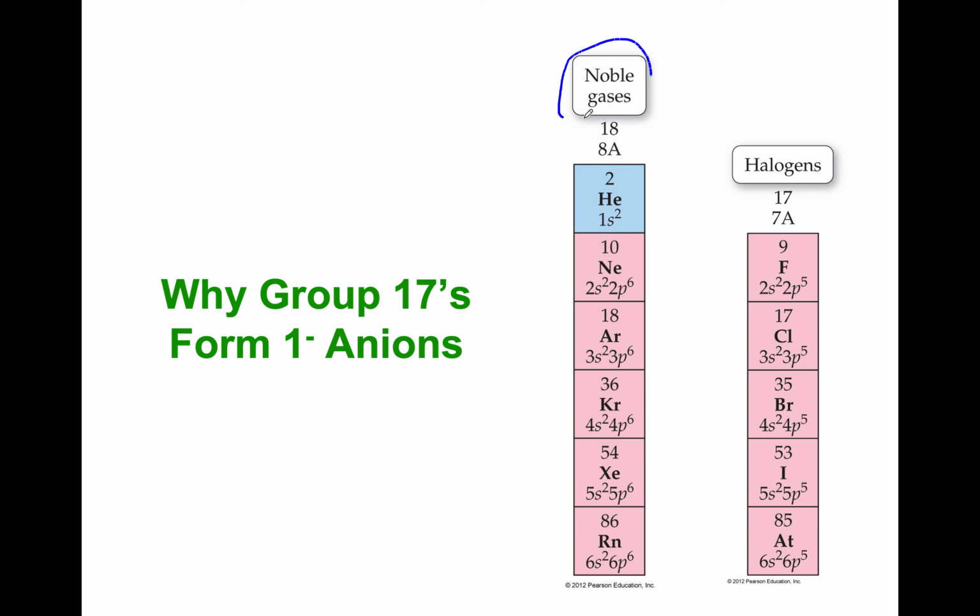Noble gases. Everyone wants to be like the noble gases. You can see 8, special octet. These are 7, so it's just 1 away from the noble gases. Now we can see why they want to gain an electron to get to this noble gas configuration.